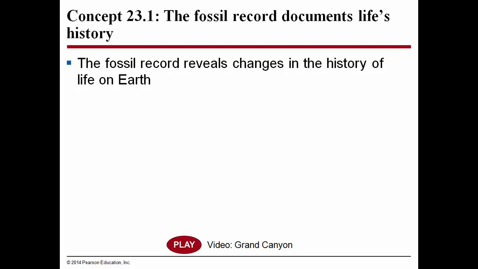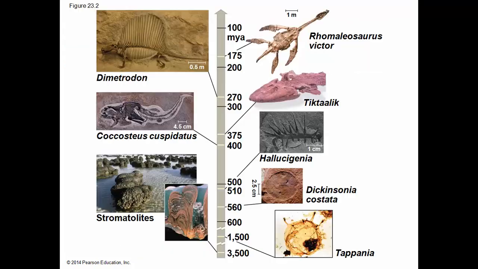The fossil record documents life's history. The fossil record reveals changes in the history of life on Earth. Here's an example of a very simplified fossil record. Let's start at the bottom here. At the bottom, we see a fossil stromatolite. These are bacterial colonies which accrue calcium carbonate, and that calcium carbonate builds up into shells over layers upon layers, and this leaves fossil remnants of those organisms.